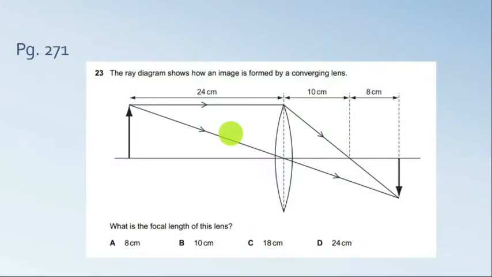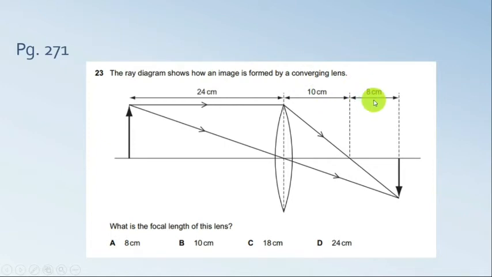The first question: the ray diagram shows how an image is formed by a converging lens. What is the focal length of this lens? They want you to find the focal length. Again, what's the meaning of focal length? It's the distance between the center of the lens and the focal point or principal focus. Here we have so many distances. I have 24, I have 10, I have 8.